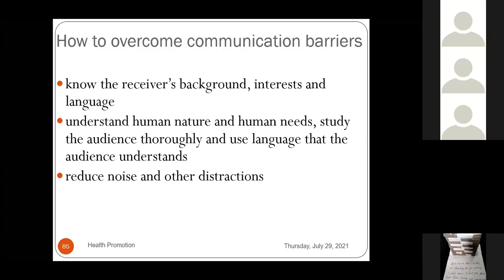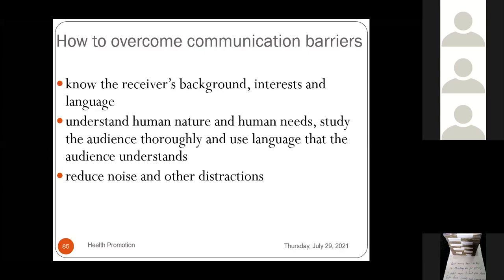How to overcome communication barriers. One, know the receiver's background, their interests, and the language. These are very important because we have mentioned so many things about culture of the people, the social acceptability, the interests of people, and the language. So if you're able to know the receiver's background, their interests, and the language, you'll be able to overcome the communication barriers. Two, understand human nature.